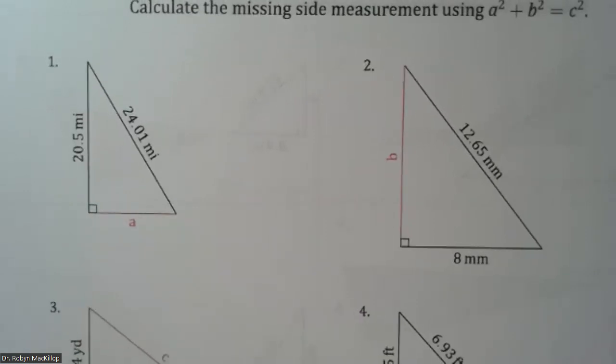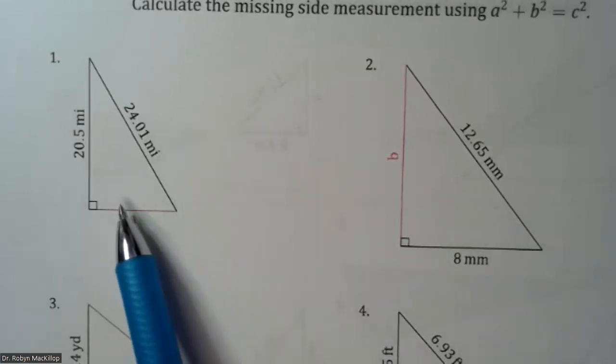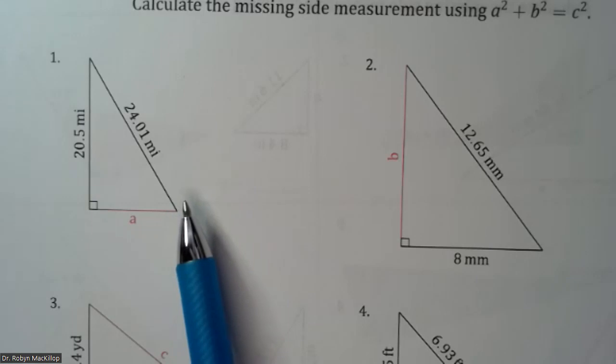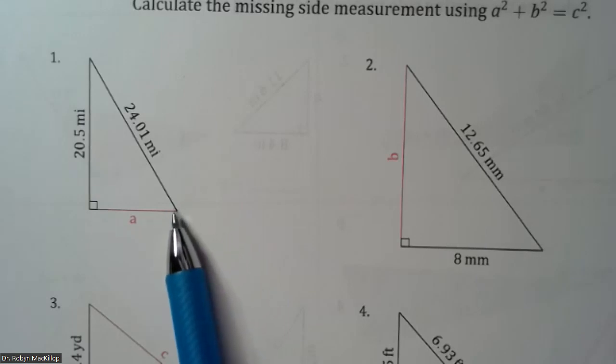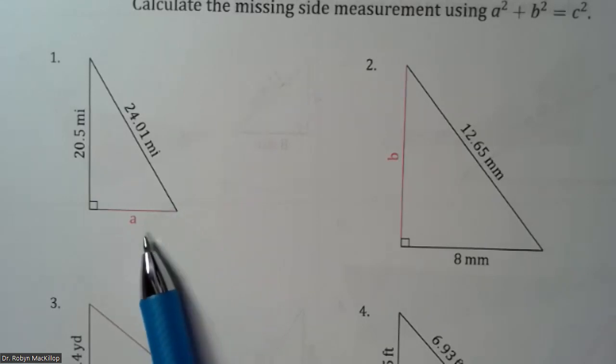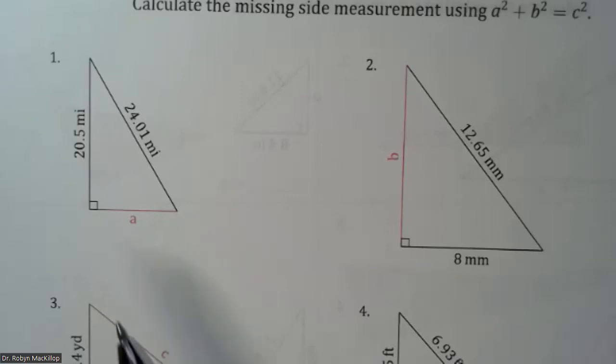Okay, now triangles are three-sided. Every so often, they give you two sides, and they want you to find the third.